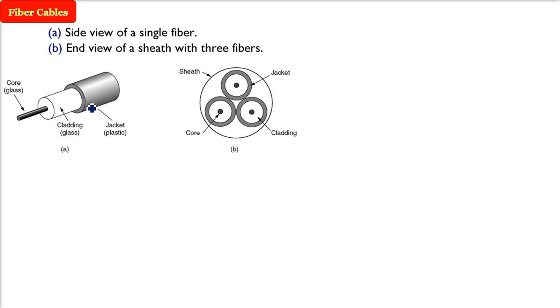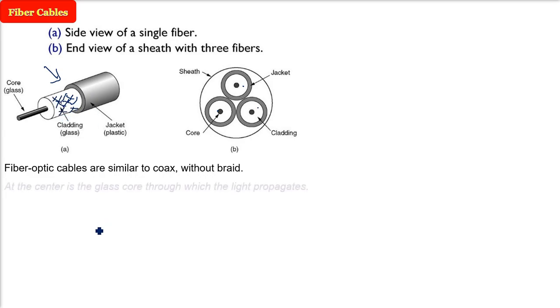So there are 2 views of the fiber cables I am showing you. One is the side view of the single fiber. Here we are showing a top view, you can say. Inside a protective sheath, there are 3 different fibers. Fiber optic cables are almost similar to the coaxial cable, but they don't have the braid, that is the netted braid, protective sheath of metal and cloth.